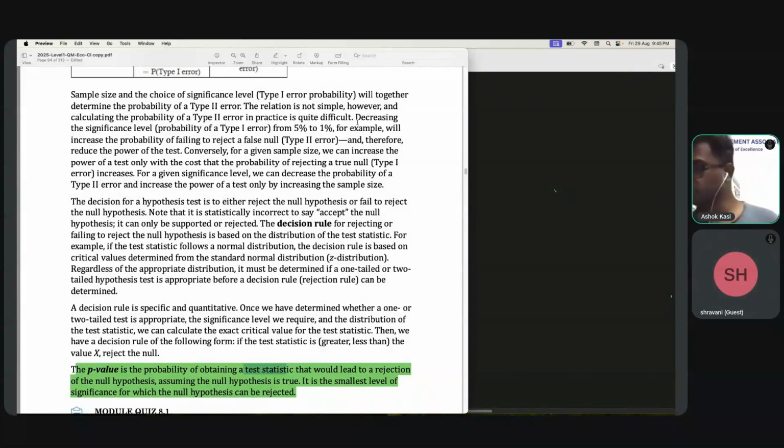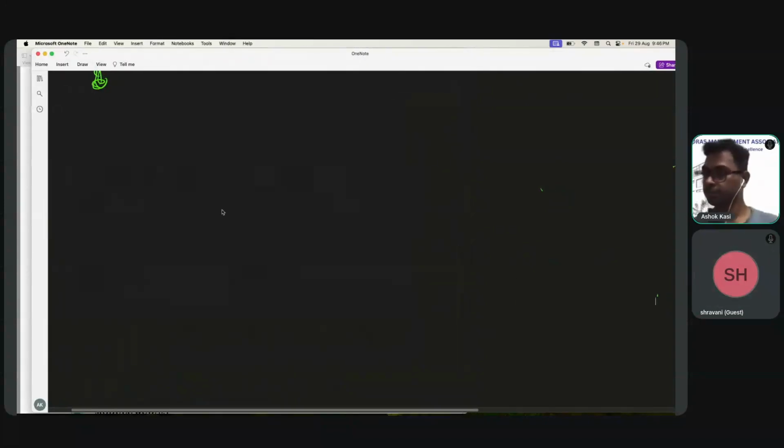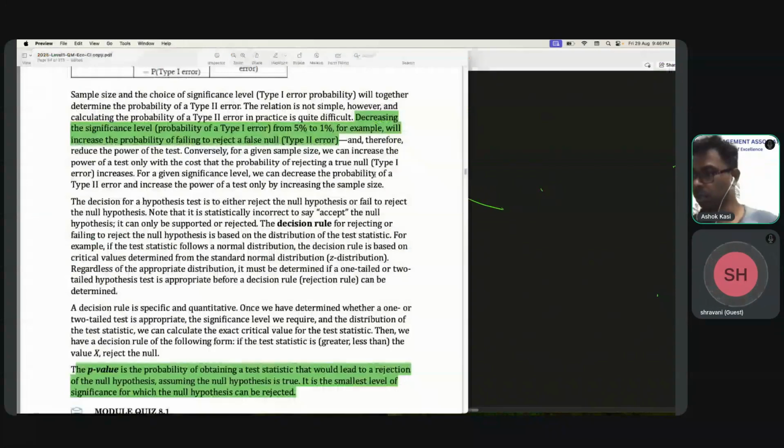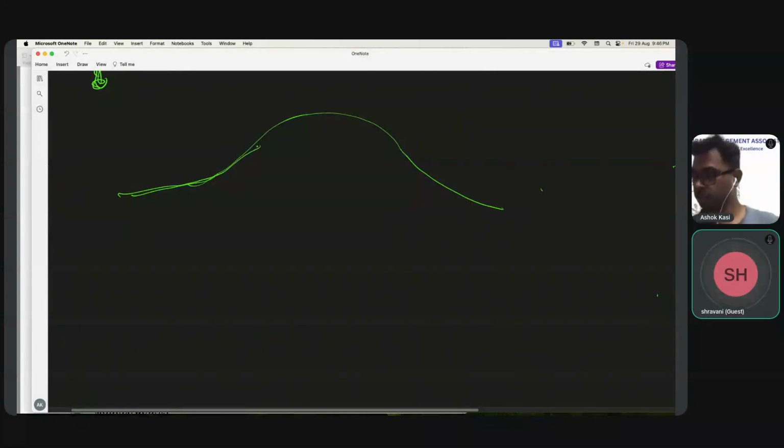See, this is a little complicated statement, but if you understand it, it is good. Decreasing the significance level from 5% to 1% will increase the probability of failing to reject. So what does that mean here? The lesser the level of significance, that means higher the probability of the test being correct, right? Yeah. See, you can think like this.